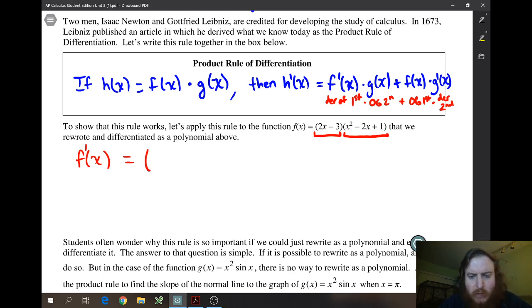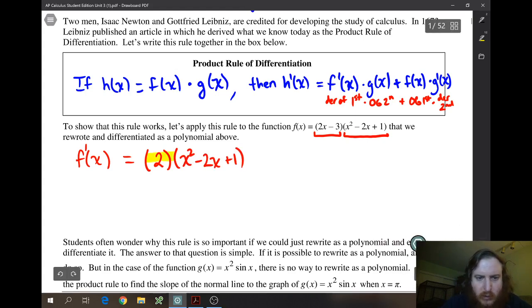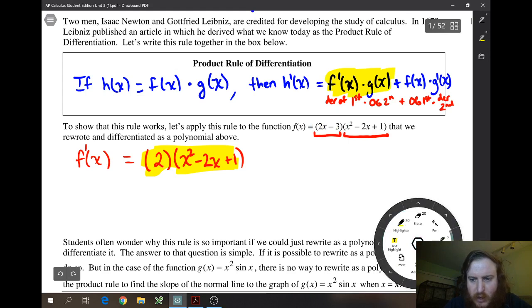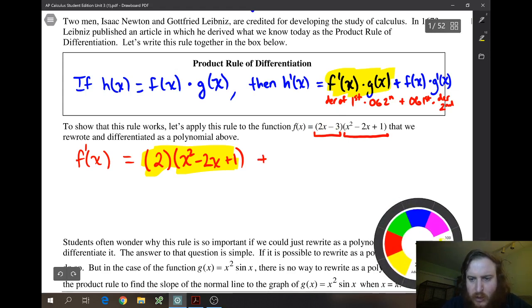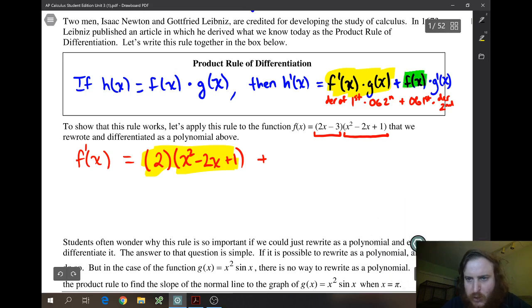So the derivative of the first, the derivative of 2x minus 3, is just 2. And then the original second, we're going to leave it completely alone. Right, that's what the g of x part is. So this is the derivative of the first, f prime, times the original second, times g of x. So that was that first step. Then plus, now we're going to look at the second part of this. What are we going to do? We're going to leave the first one alone and multiply by the derivative of the second one.